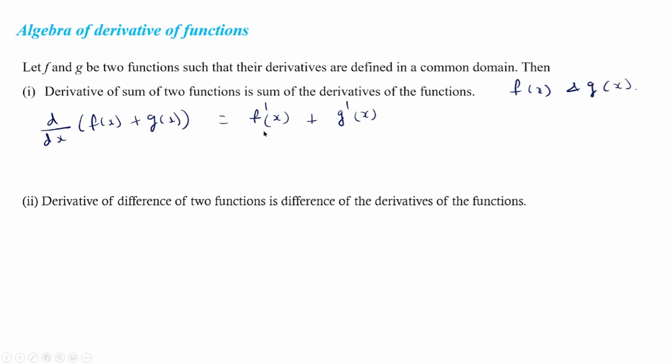So d by dx of f of x we can write as f prime of x or f dash of x, and the derivative of g of x is d by dx of g of x, which is g dash of x. And the derivative of the difference of two functions is the difference of the derivatives of the functions. So again we have d by dx of f of x minus g of x. It is equal to f dash of x minus g dash of x. That is, if we have the difference of two functions and want to differentiate it, then we can differentiate each of these functions separately and find the difference to get the answer.